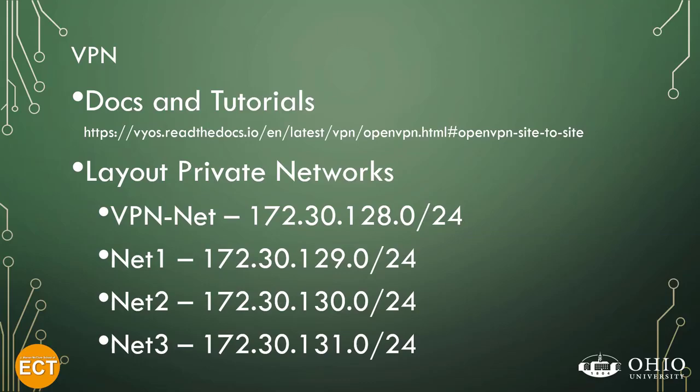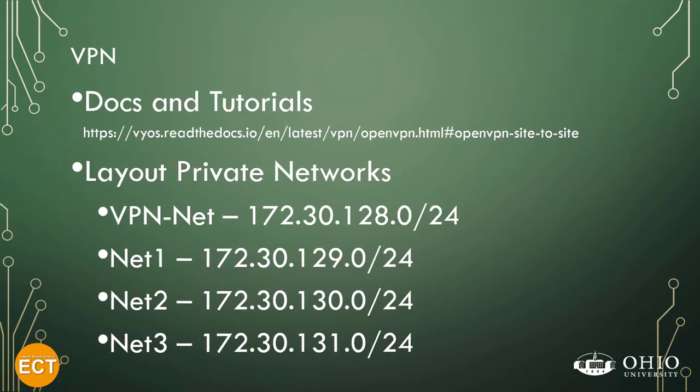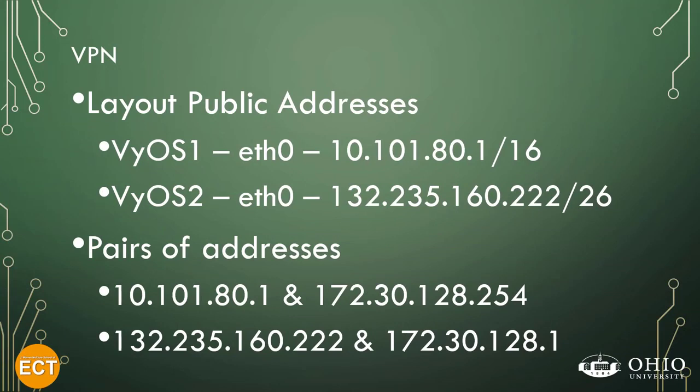They're all /24s, so they're kind of easy to understand and see. Our public addresses, if we're going to use the internet, I realize a 10.101 address isn't public, but for our particular demonstration environment, it will be treated as such. We'll also have a 132.235 address that will be set up. And you can see I have VyOS 1 and VyOS 2, and those are the eth0 WAN side ports for VyOS. So those will be the public addresses. They should be able to ping each other and do all that other kind of stuff.